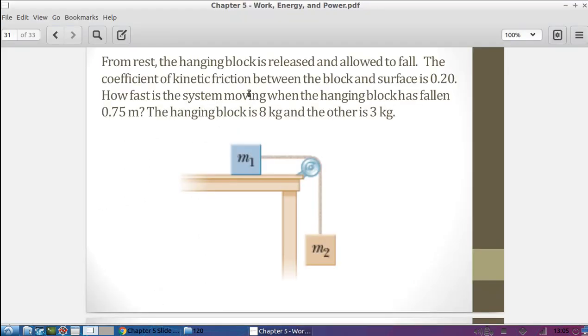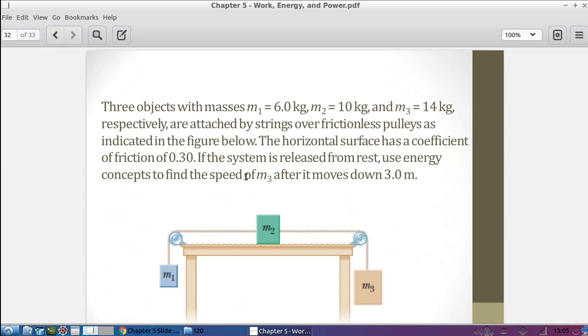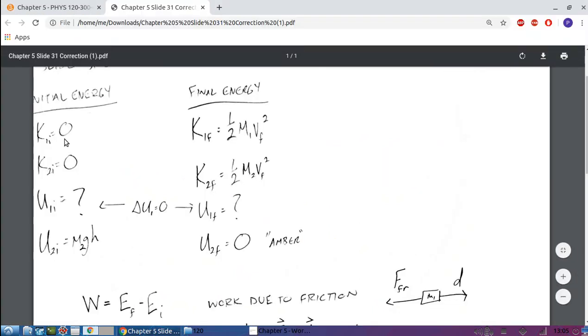The thing that I overlooked was there was friction, right? So there's friction between M1 and the surface. So we handled friction in this problem, so we're going to do the same thing. Very, very similar to what I did. I just didn't account for friction. So you see the setup is the same.